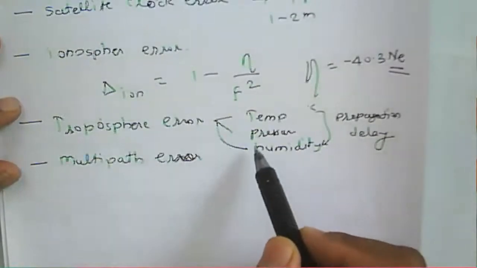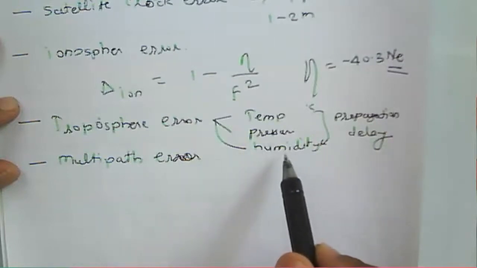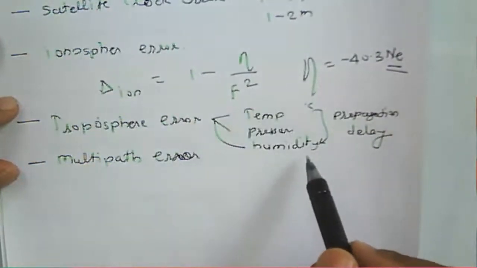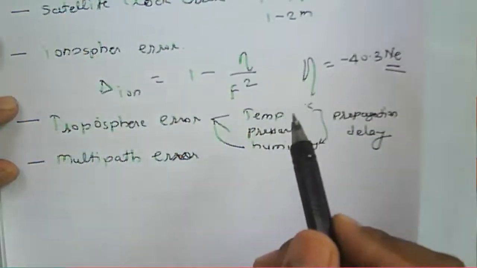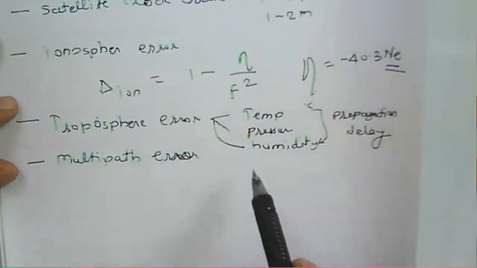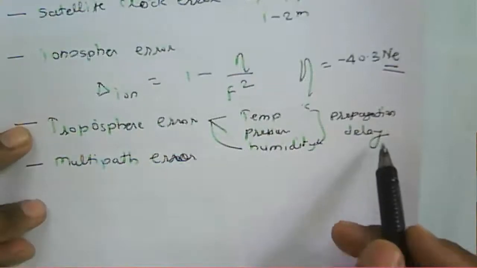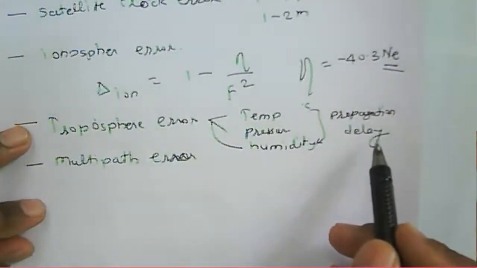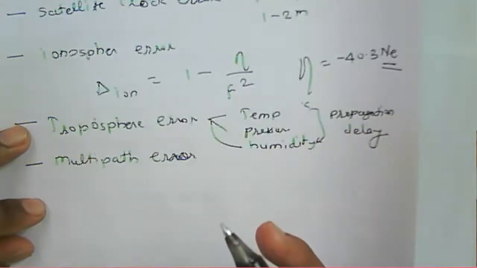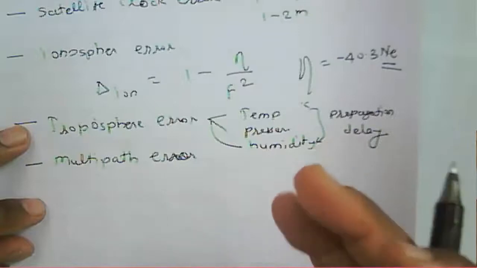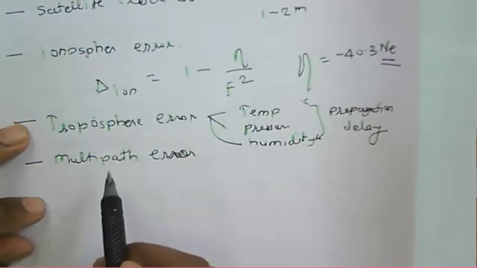Then another error is the troposphere error. In the tropospheric region, there are variations in temperature, pressure, and humidity, and because of those variations, the velocity of the wave propagating through the tropospheric layer changes. Because of that, there will be a propagation delay, which occurs at the transmitting side or at the receiving side. So that's why that error is called a troposphere error, or a tropospheric delay.